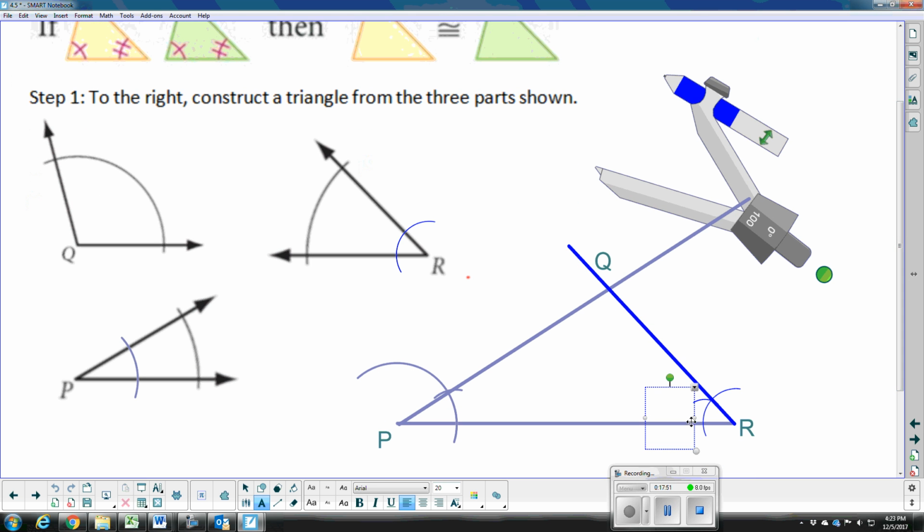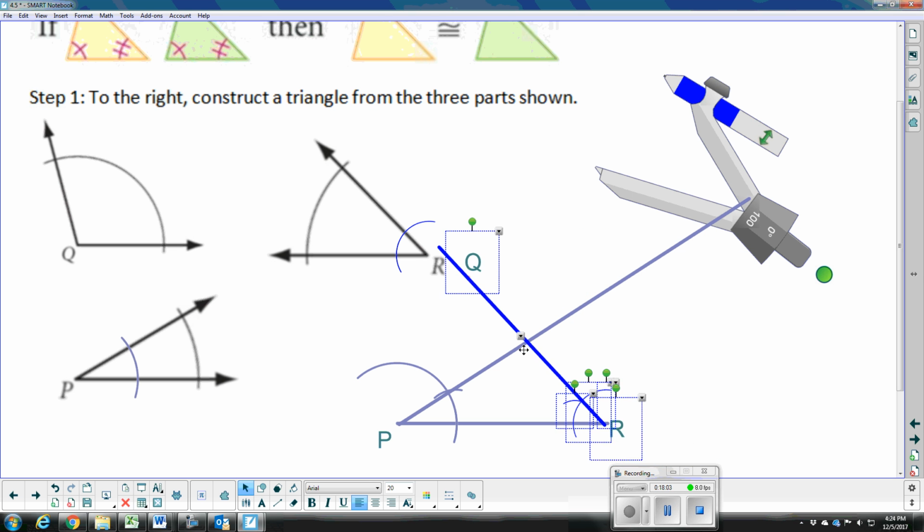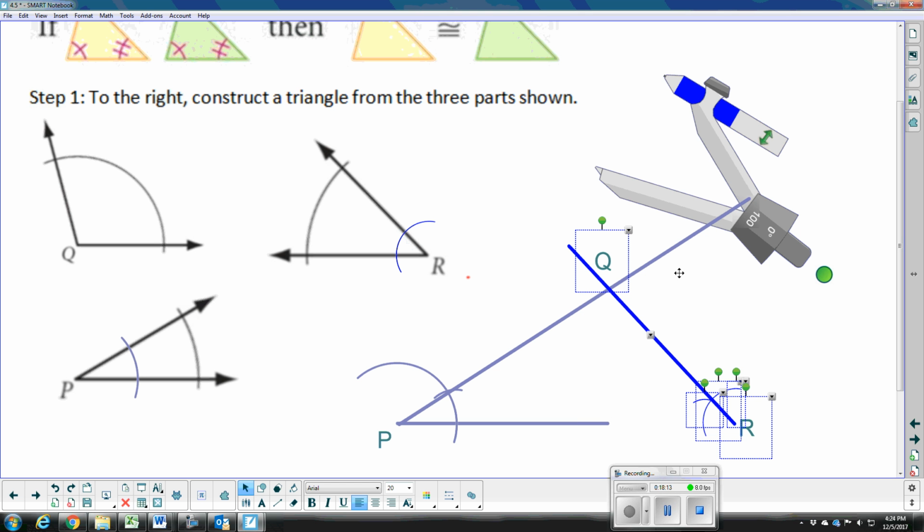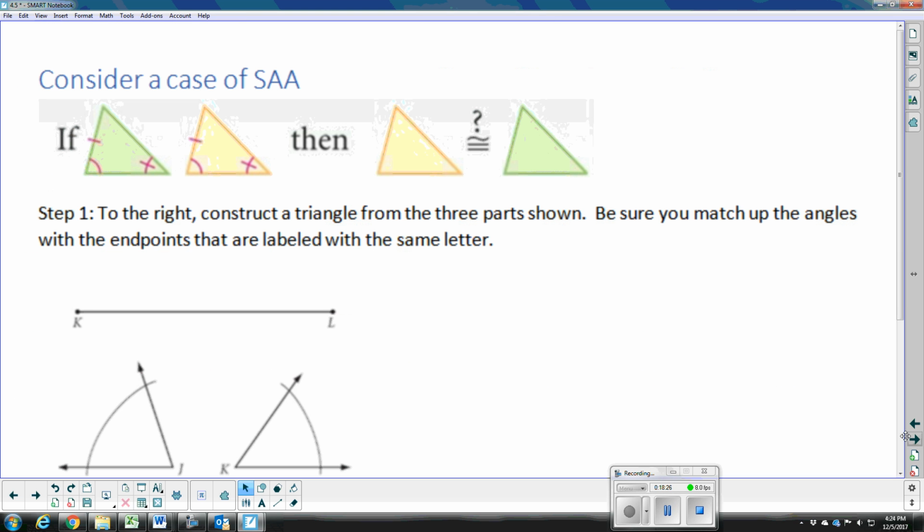So if I had made this side shorter, I could have moved all of this stuff over. I would have duplicated the same angle, but that triangle is clearly way smaller than this triangle. All right, those are two very different triangles. All the angles are the same, but the sides are very different. So angle, angle, angle is not a congruent shortcut.